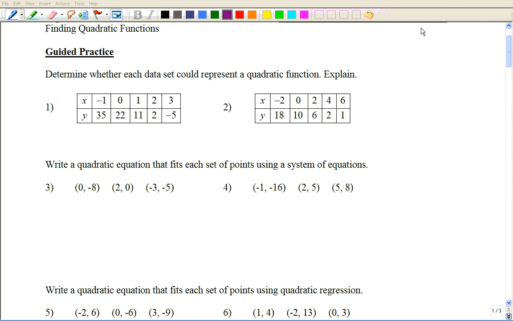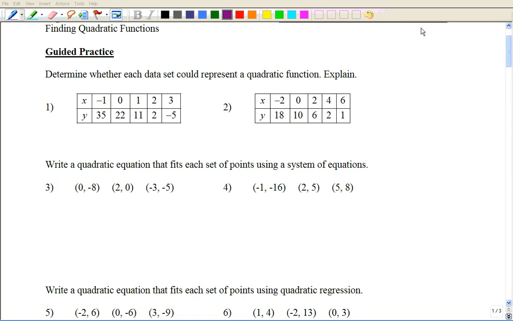Okay, so number 1 and 2, determine whether each data set could represent a quadratic function and explain. Because quadratic functions have a certain pattern to them, to determine if a data set represents a quadratic function, there are two things you should check. First, the x values are equally spaced, so they must all be 1 apart or 2 apart or so on. And then the y values' second differences must be constant.